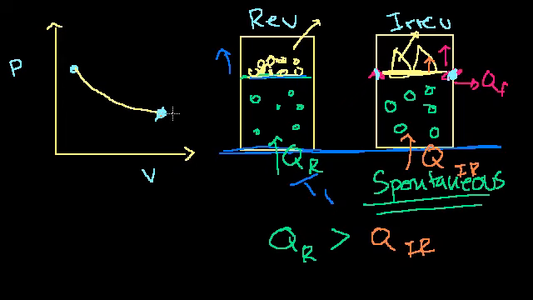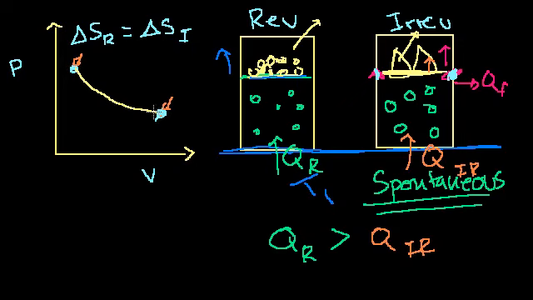Fair enough. Now, what is the change in entropy for both systems? Well, they both started here, and they both ended here. And entropy is a state variable. So the change in entropy for the reversible process is going to be equal to the change in entropy for the irreversible process. They're both going from there to there. And obviously, the entropy has changed. We're going from one state to another state.